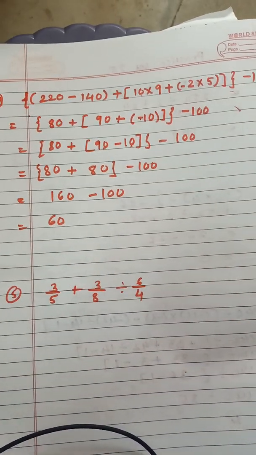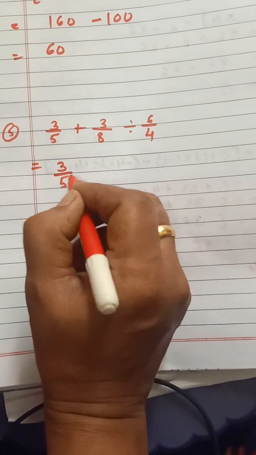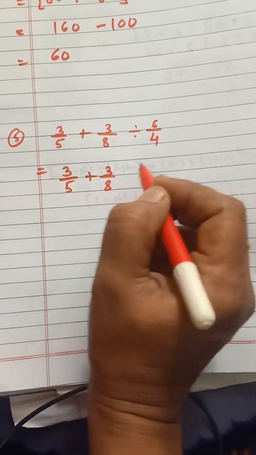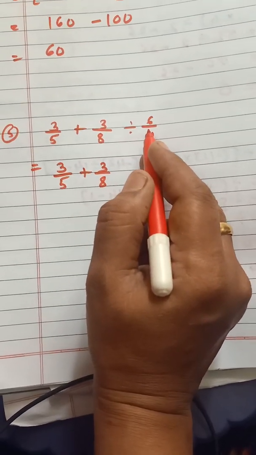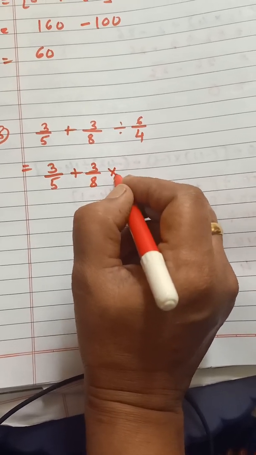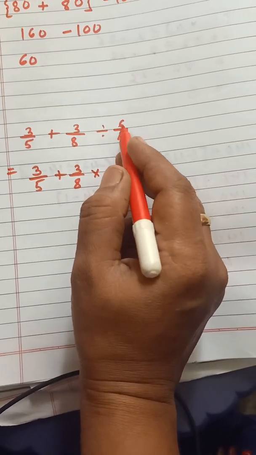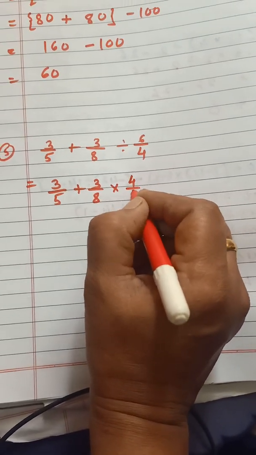Question number 5 is a fraction. 3 upon 5 plus 3 upon 8 divided by 6 upon 4. So first we have to do this division. For fraction division, we have to convert it into multiplication by writing the multiplicative inverse. So 6 upon 4 will become 4 upon 6.